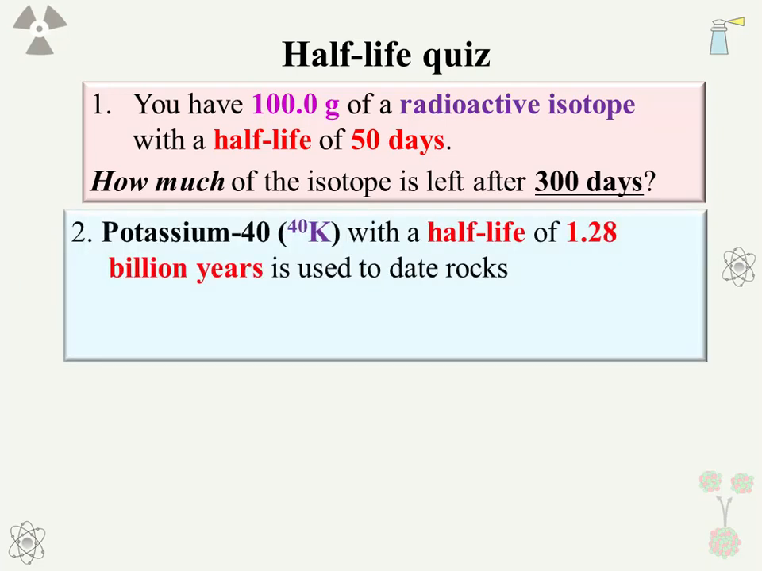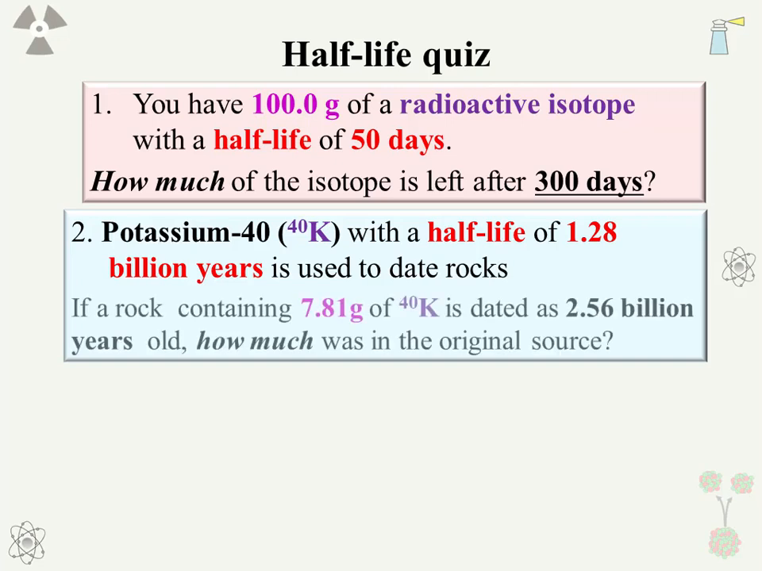The second question says that potassium-40, with a half-life of 1.28 billion years, is used to date rocks. If a rock containing 7.81 grams of potassium-40 is dated as 2.56 billion years, how much was there in the original source? This problem is really just the reverse of the previous problem.